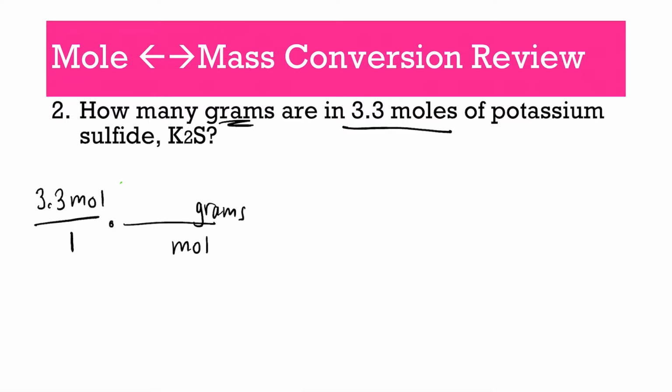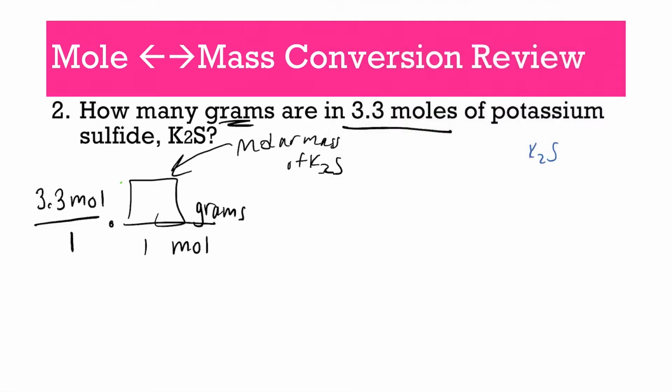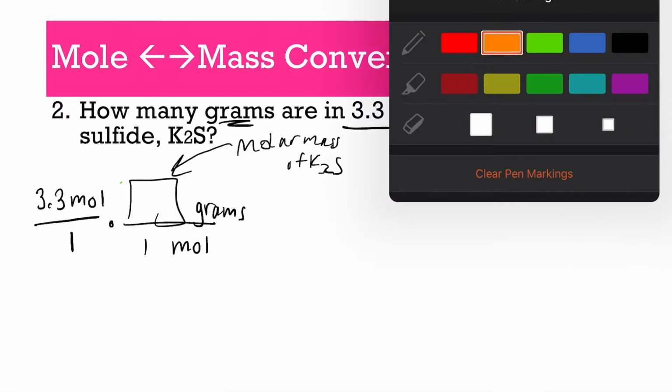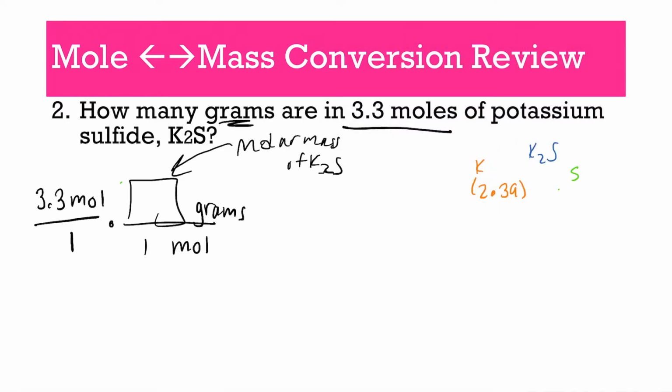Grams goes on top. Remember that 1 mole, and we have to find, right here, is the molar mass of K2S. And again, I did not give that to you in this question, so we have to calculate it. So for potassium, which is K, our formula says we have 2 of them. According to the periodic table, the mass of K is 39. And then if we have sulfur, which is S, our formula says we have 1 of them, and the periodic table says the mass is 32.